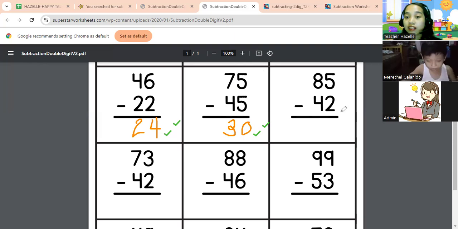Okay, start here in the right. So from the right, we have here 5 minus 2. What is the answer? 5 minus 2 equals, you can do it. 3. Correct. And then 8 minus 4 equals, 4.